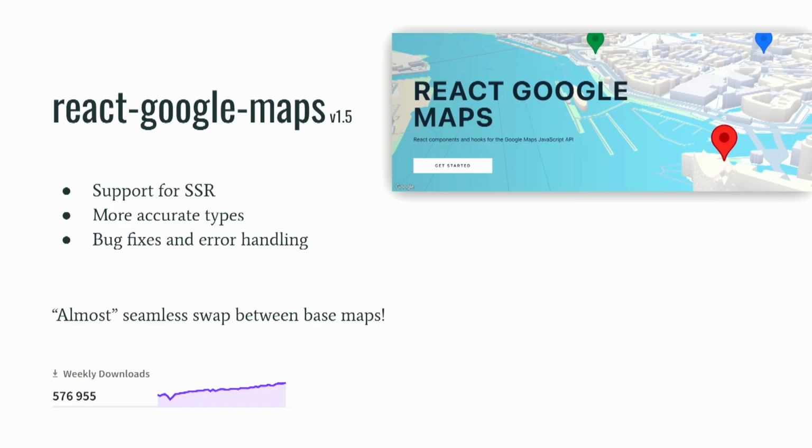And React Google Maps is a library that's only been out for, I think, 2 years now, and we're already up to 500,000 weekly downloads, which I think is pretty incredible.